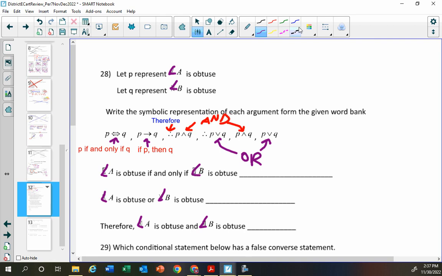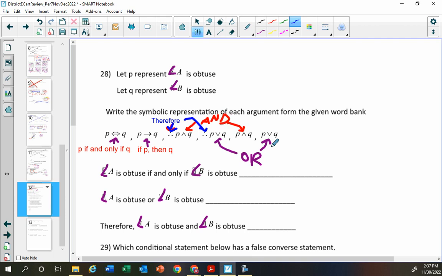Basically, there's going to be a question like this on your little eCart thing. I just want you to be prepared. And we might be going back to this later in the year. I know we didn't talk too much about it, but that's why I'm doing a very quick review.